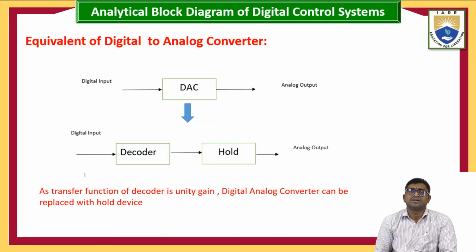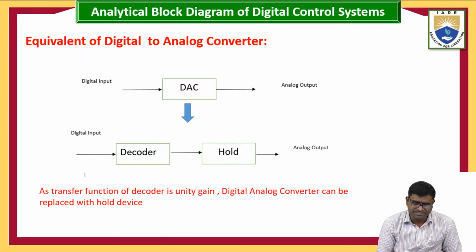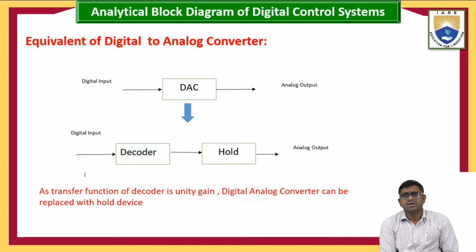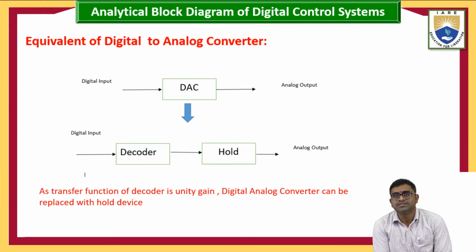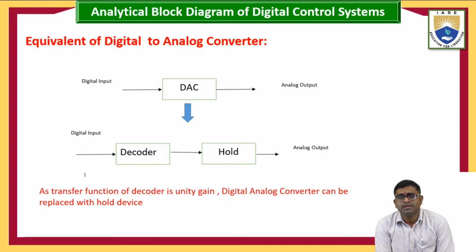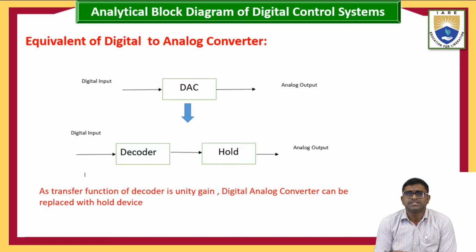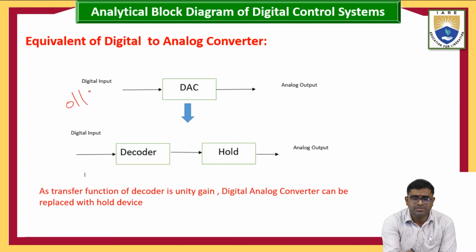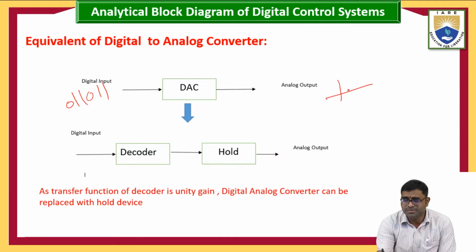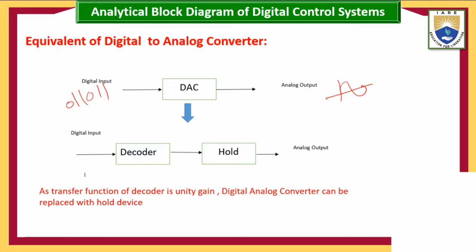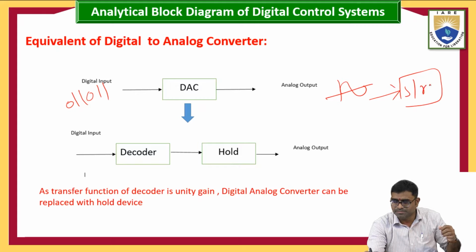Okay. Next, coming to the digital to analog conversion. Here, in the case of digital to analog conversion, the input is digital and the output is analog. Okay, the digital input I am taking here as 0s and 1s. We are converting this into analog, so this analog is going to be applied to the system.